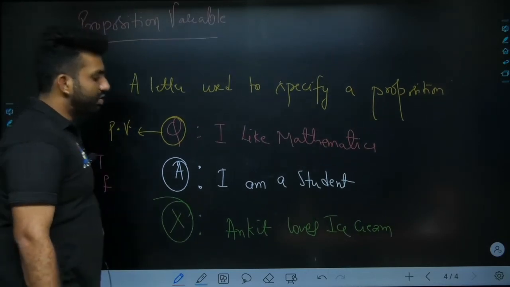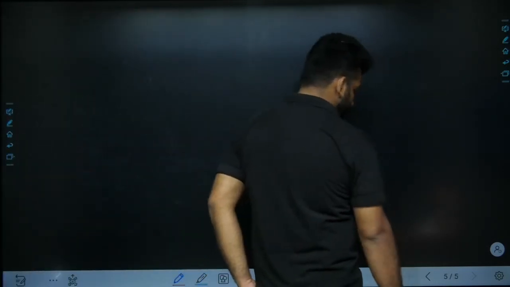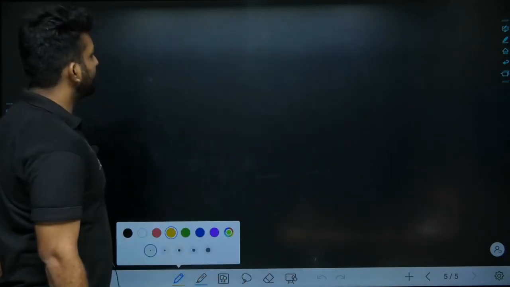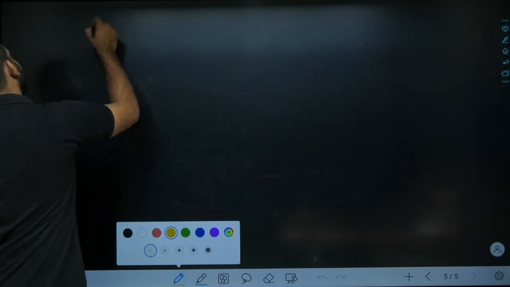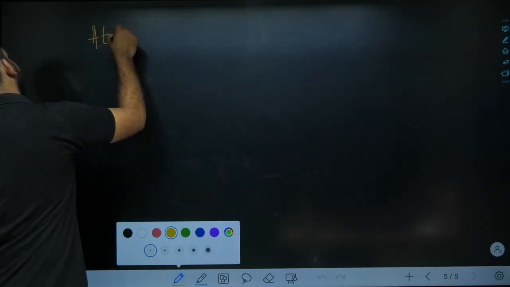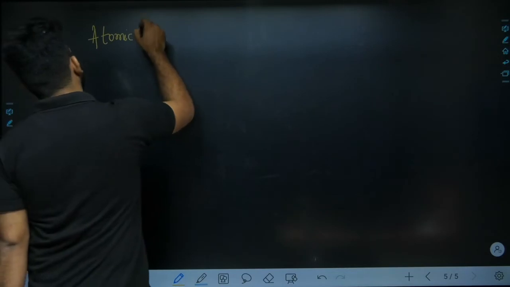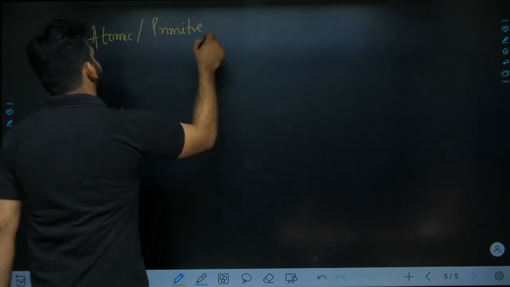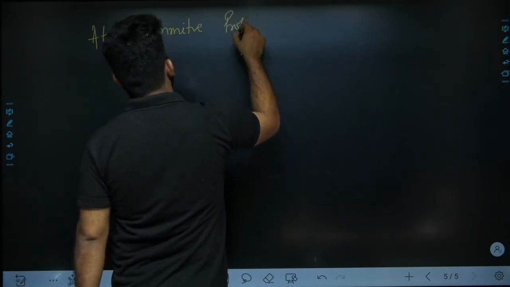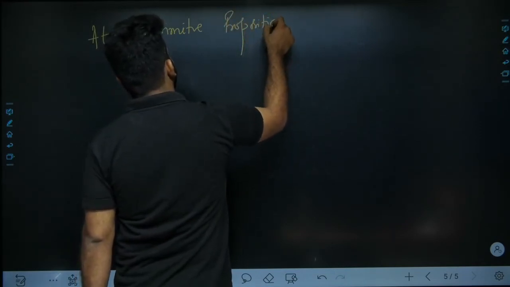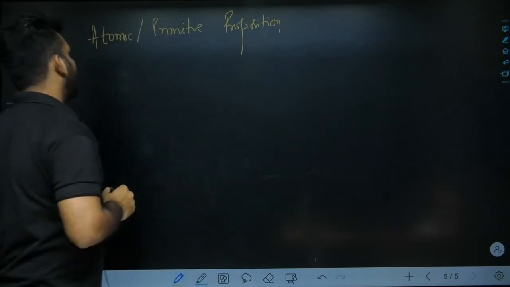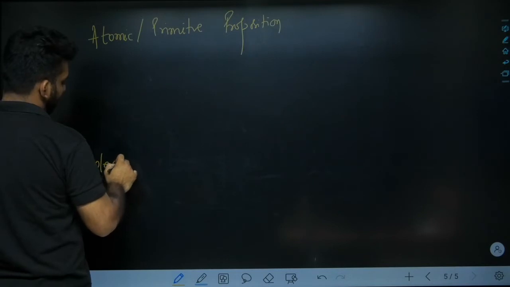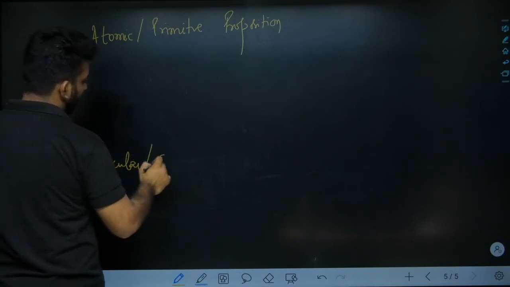Now let's move on to the next topic. We have discussed what propositions are and what proposition variables are. Now there are two kinds of propositions: atomic, or simply primitive propositions, and the others are molecular or compound propositions.